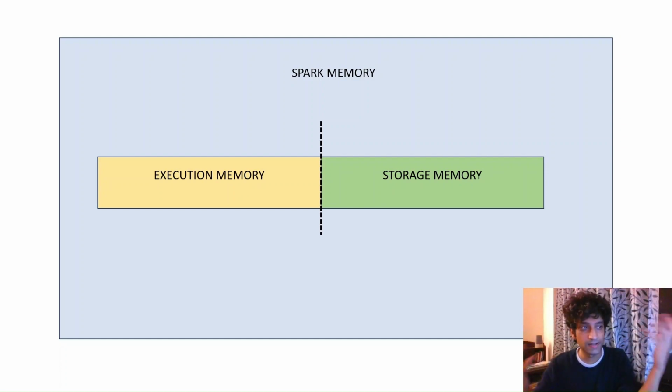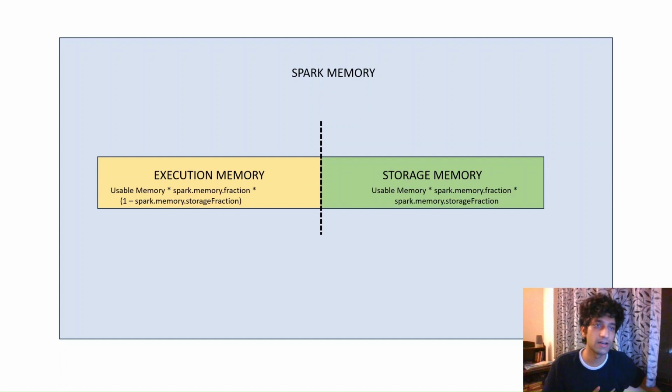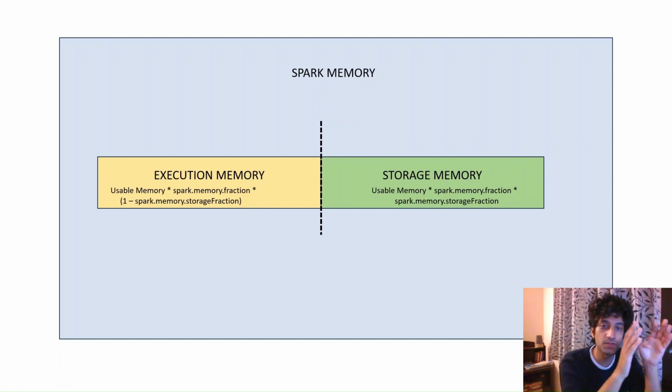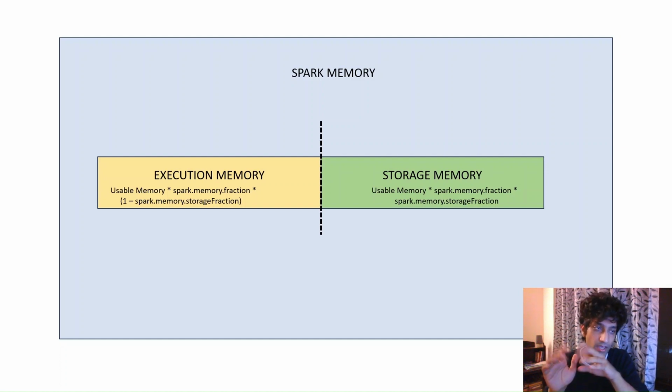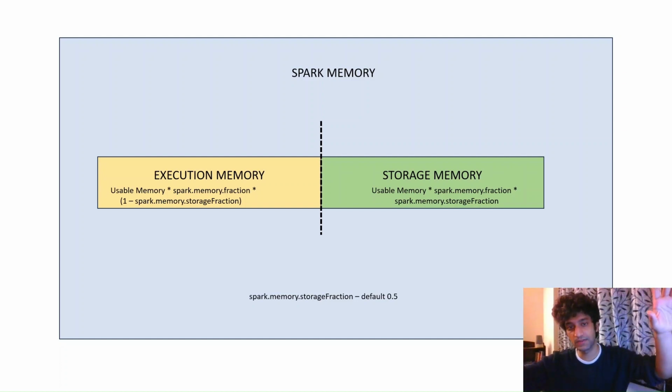But how much of this execution memory and storage memory is there? How much portion of this is allocated by default? The formula is usable memory into spark.memory.fraction, which is the formula of Spark memory, into 1 minus spark.memory.storage fraction. This spark.memory.storage fraction is the configuration used to set how much memory is used for storage memory and how much for execution memory. By default, it is 50%. So 50% is given to execution, 50% is given to storage.